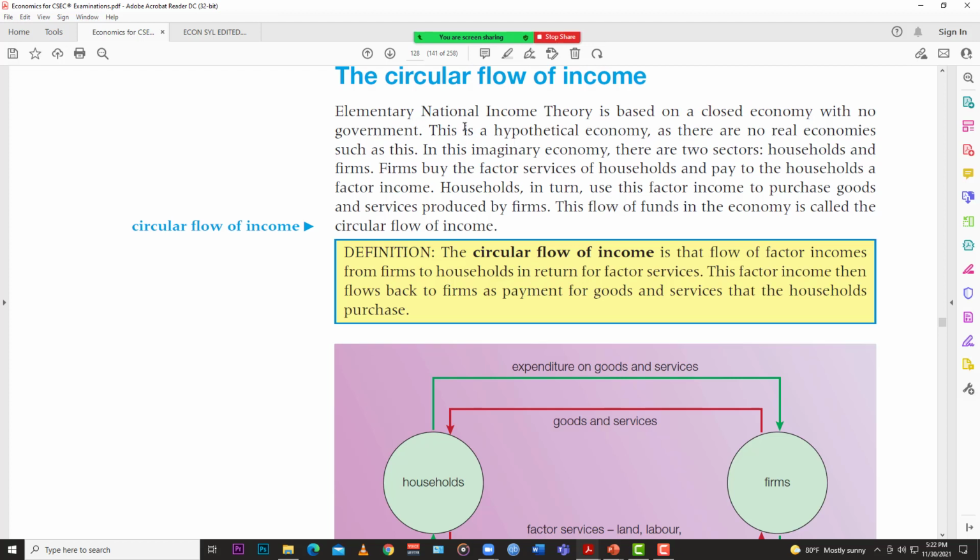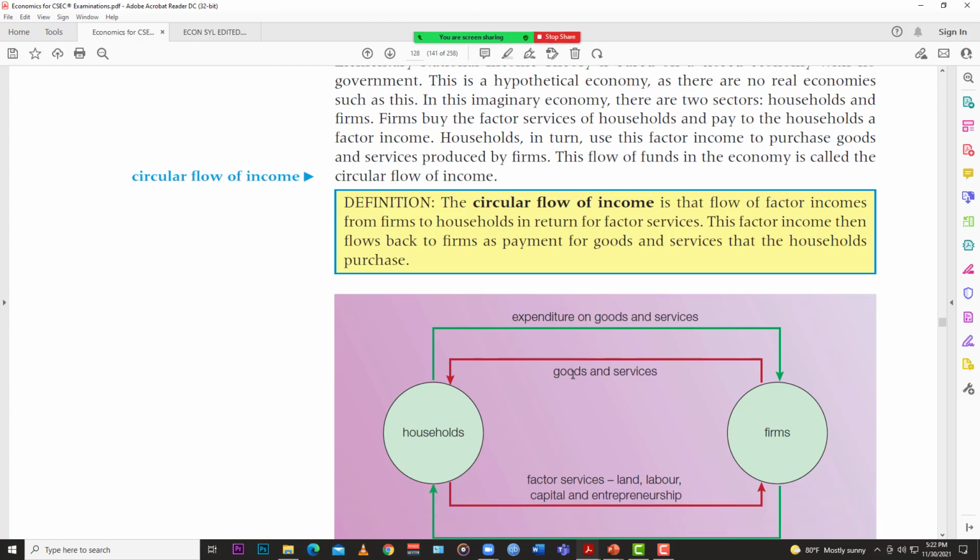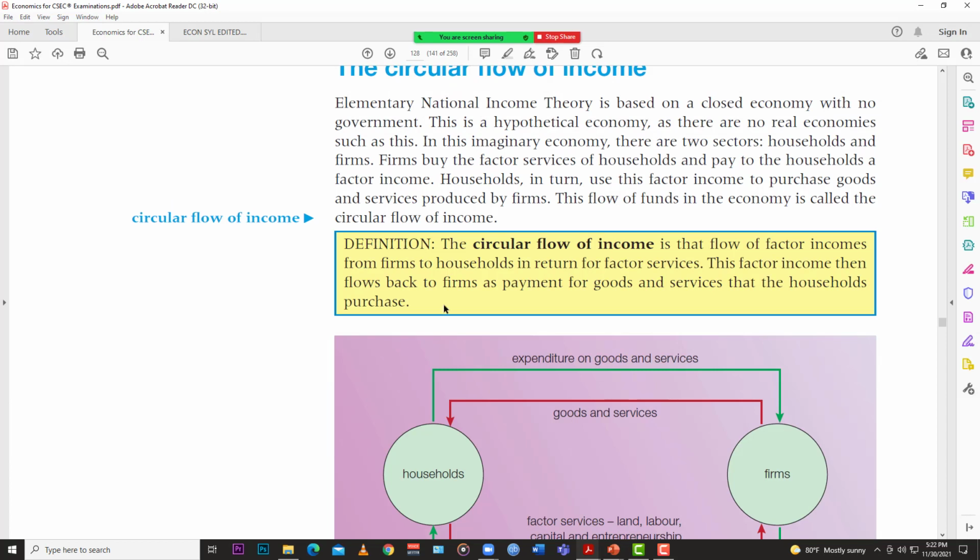So elementary national income theory is based on a closed economy with no government. Again, they're simplifying the diagram here, right? They say no government involved in this one. This is a hypothetical economy, as there are no real economies like this without government. In this imaginary economy, there are two sectors, households and firms. The firms buy the factor services of the households and pay to the households a factor income. Households, in return, use this factor income to purchase goods and services produced by the firm.